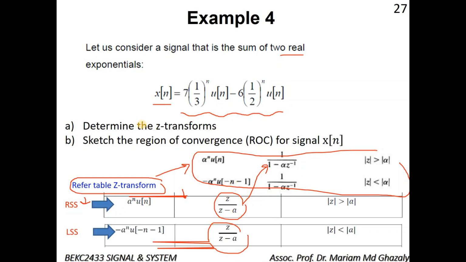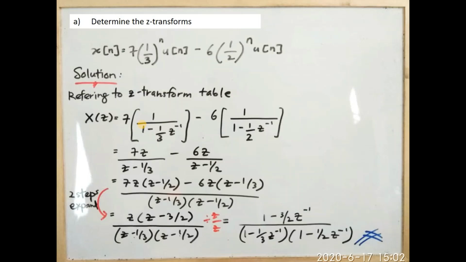So first let's see how to determine the Z transform. What you need to do is simple. You see that there are two equations here, the first equation and the second equation. What you need to do is refer to the Z transform table directly. So look at this equation.